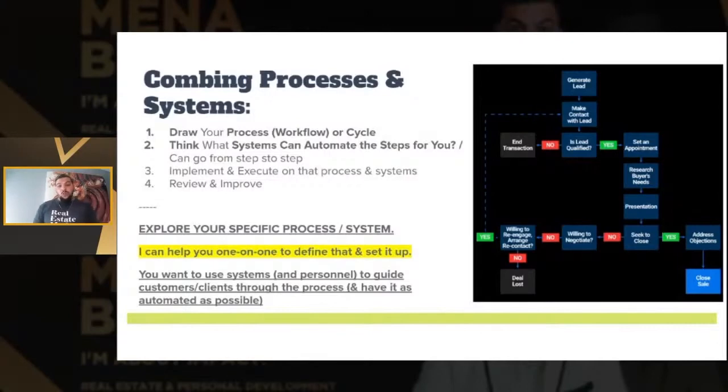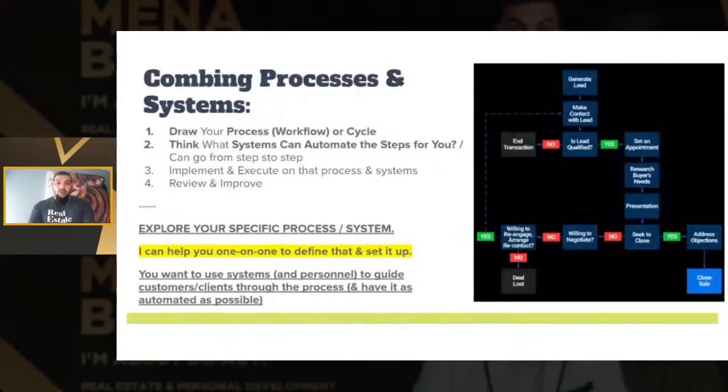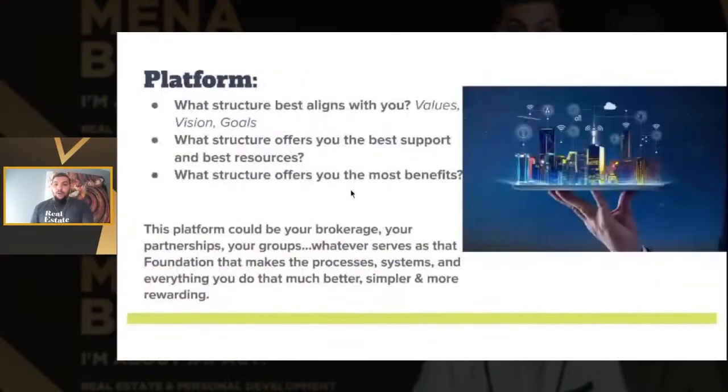I can help you brainstorm that. I can help you draw out what that process looks like for you. I can help you think about what systems you need in order to automate that process, and at no cost to you at all. If you stay to the end, I'll tell you how to do that. But I can help you do that at no cost to you at all, right?